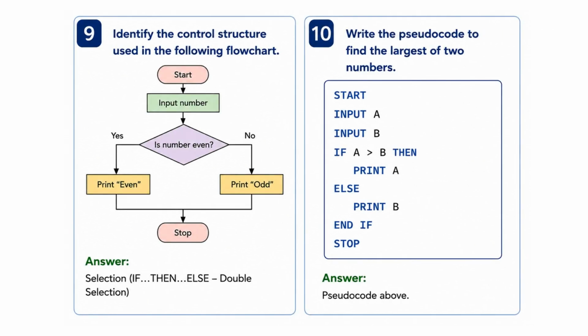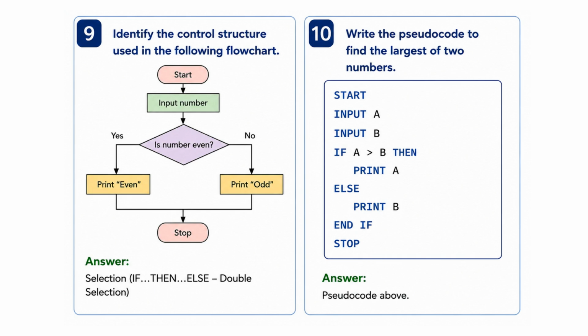Question 9 asks us to identify the control structure used in the flowchart. The flowchart takes an input number and checks whether the number is even. If the condition is true, it prints even. Otherwise, it prints odd. Since there are two possible paths, this is a selection structure using if-then-else.